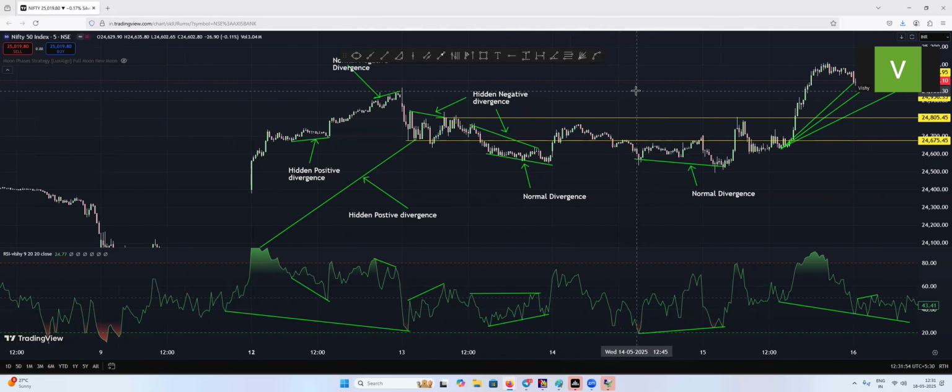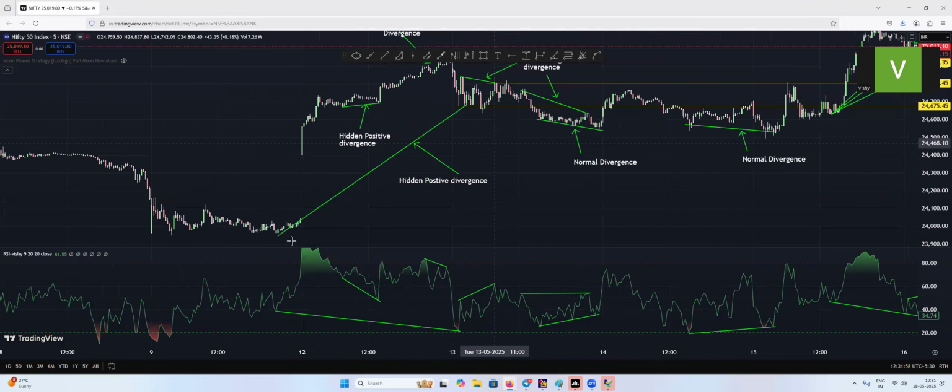Here is one. You see this is the low, and this is another low. When the price made a higher low, RSI has made a lower low. Comparing to this particular swing low, where is price? It is above this. And where is RSI? It is below this. So this is hidden positive divergence.